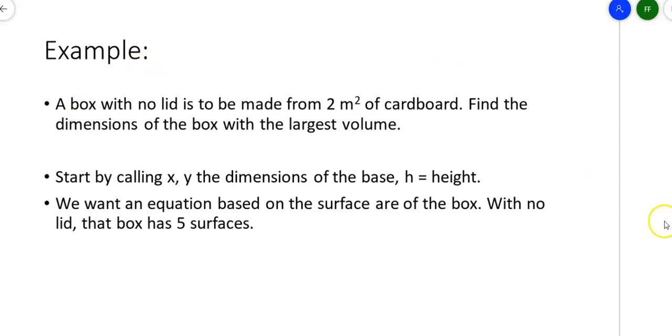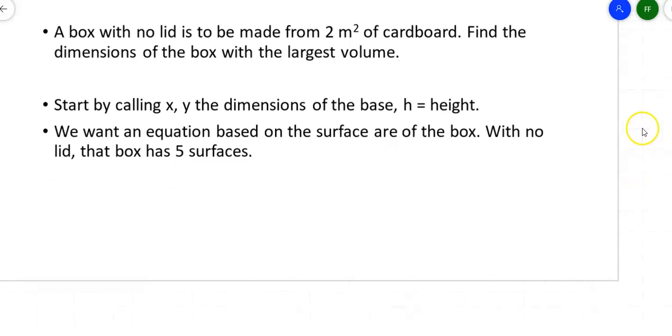My hint down the bottom here was to start by calling x and y the dimensions of the base and h the height. So we're going to attempt to draw a cube here. Well, it's not really a cube, it's a rectangular prism. All right, so we connect the dots here and here. Actually, we connect that one. It's the outside. There we go. All right, so x and y are going to be the dimensions of the base, and h is going to be the height.